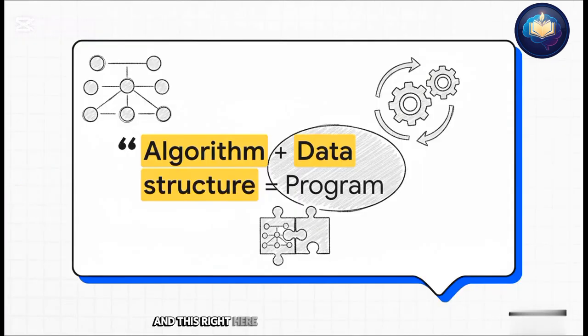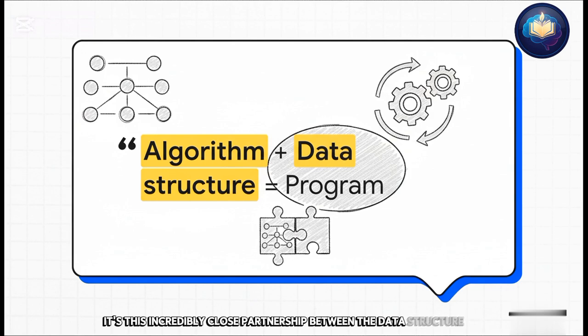And this right here, this sums it all up perfectly. A program isn't just one or the other. It's this incredibly close partnership between the data structure, the organization, and the algorithm, the action. You really can't have one without the other. They are the two halves that make all software possible.